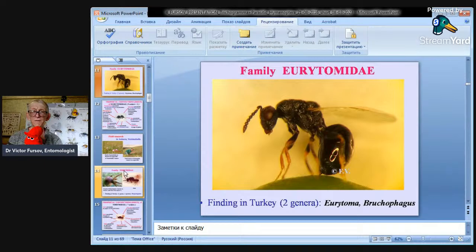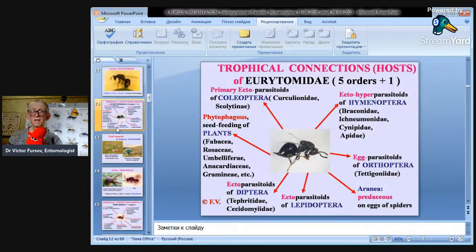The Eurytomidae family is widely represented, definitely, so more species will be collected in the future, and some have been collected but not identified yet. In many samples, there is definitely material for future study.